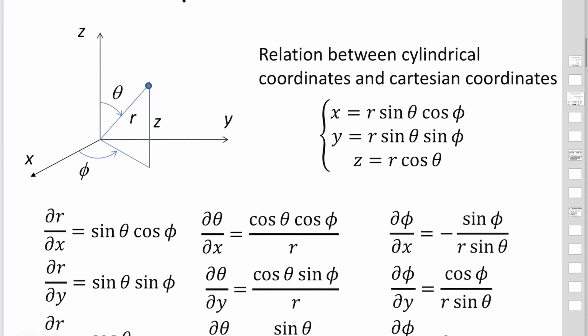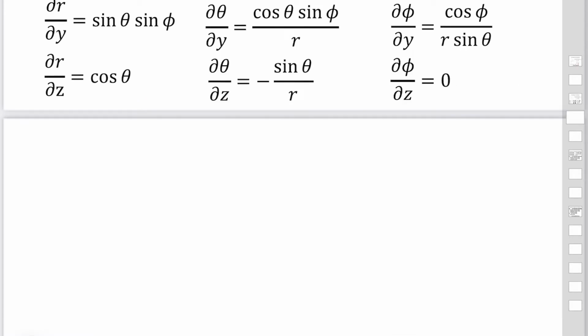x equals r sine theta cosine phi. And y equals r sine theta sine phi. And z equals r cosine theta. We could convert from x, y, z to r. r is expressed as the square root of x squared plus y squared plus z squared. This is the distance from the point to the origin.